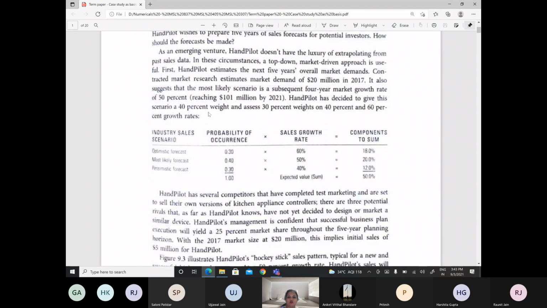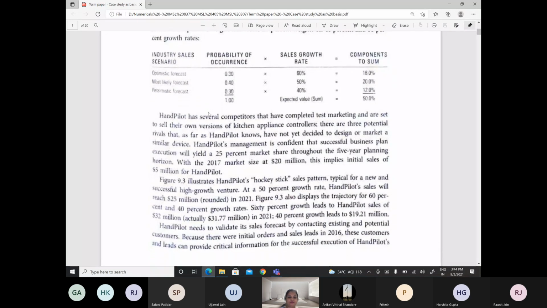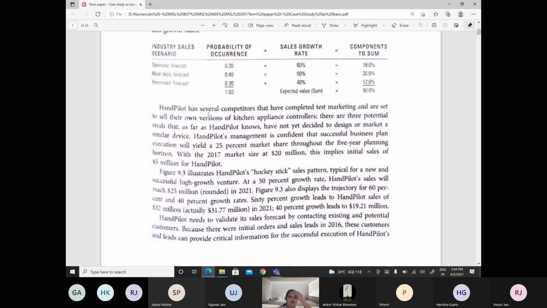First, Hand Pilot estimates the next 5 years' overall market demands. Contracted market research estimates market demand of 20 million in 2017. It also suggests that the most likely scenario is a subsequent 4-year market growth rate of 50%, which will reach 101 million by 2021. The Hand Pilot has decided to give this scenario a 40% weight and assess 30% weights on 40% and 60% growth rates. So this is the kind of scenario that they are developing about the industry as such, the probability and the sales growth associated with each scenario.